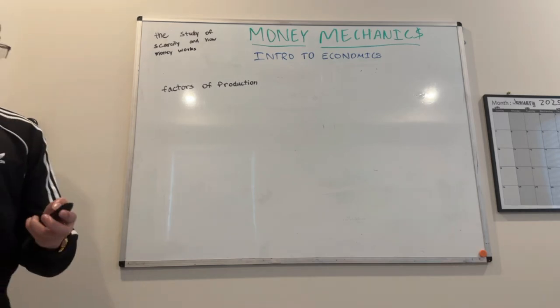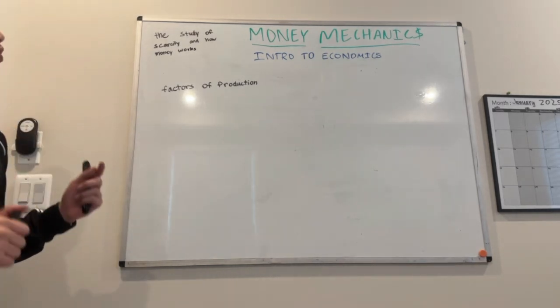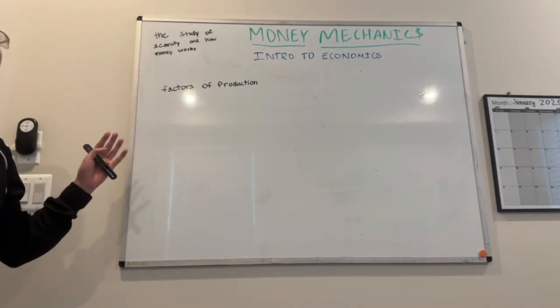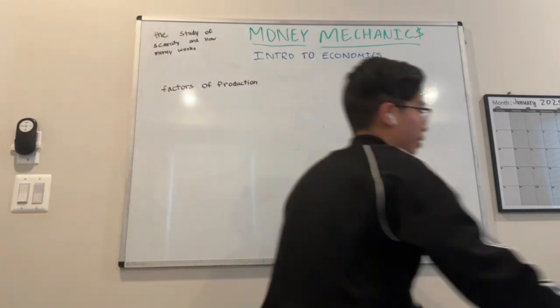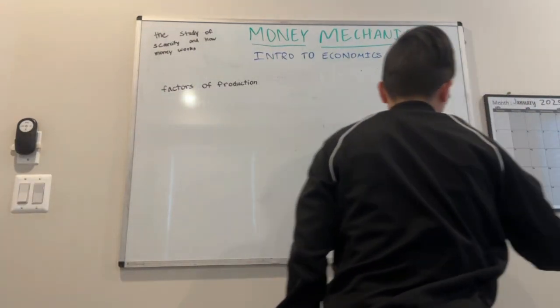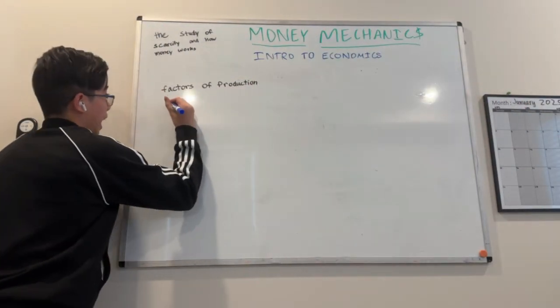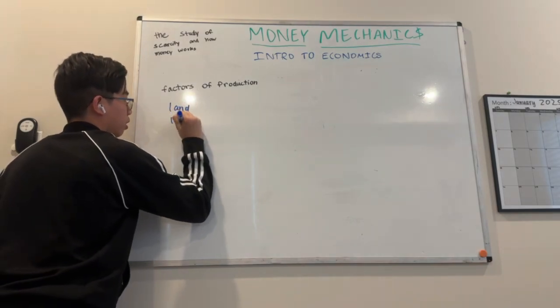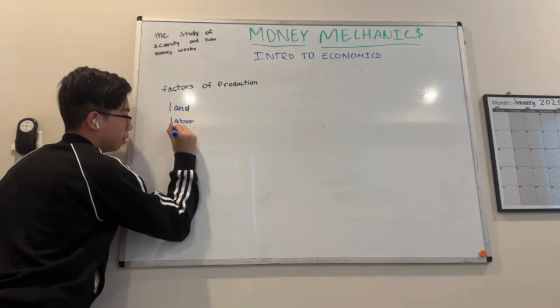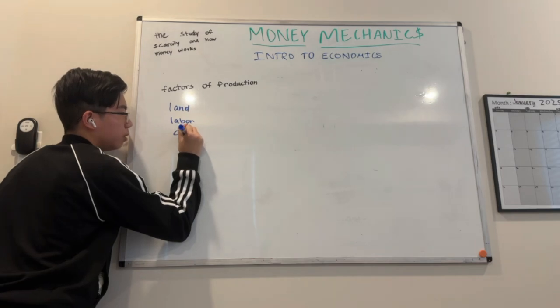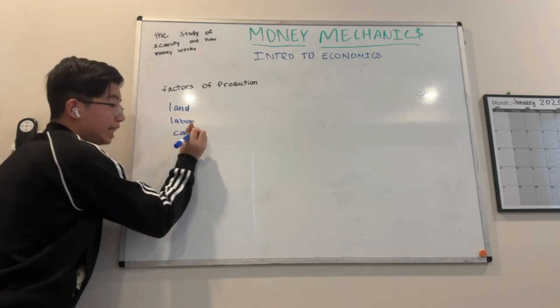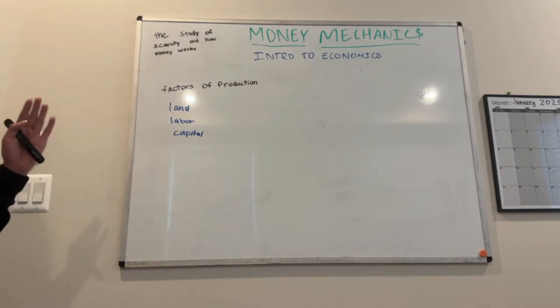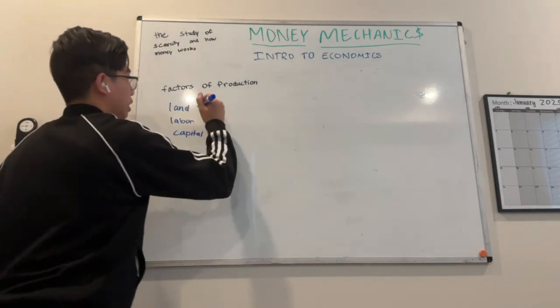In order to obtain a good economy, you need good factors of production. There are three factors of production. You have land, labor, and capital. These three are required in order to obtain a good economy.